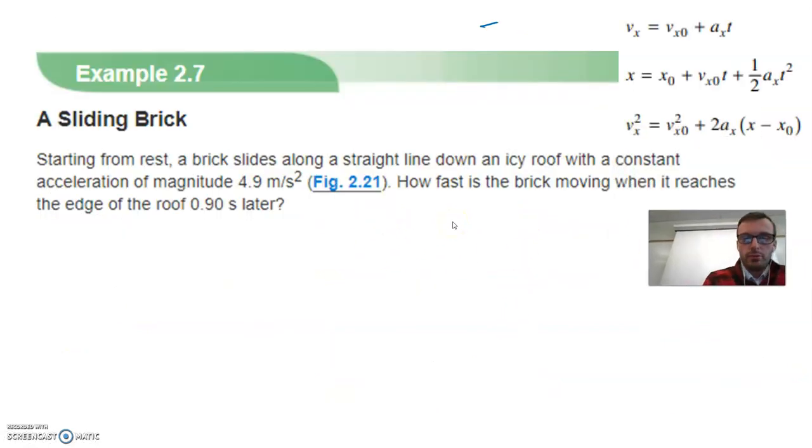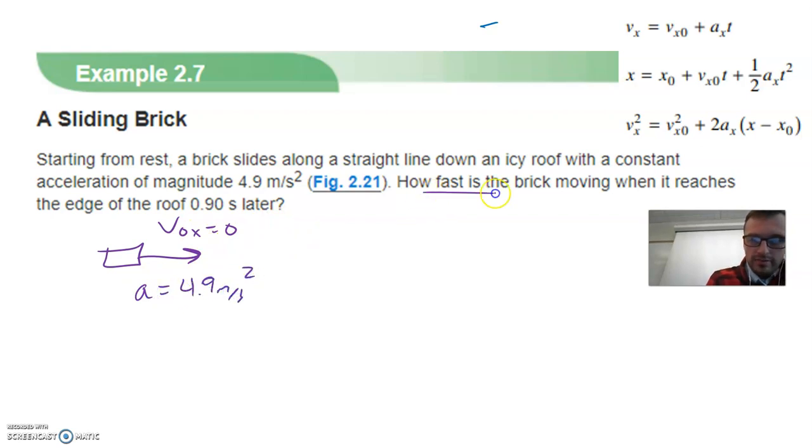Starting from rest, a brick slides down an icy roof with a constant acceleration. So the brick is sliding, and it says it starts from rest, so the v initial x is equal to 0, of course. We got our brick here, and it slides down the icy roof with a constant acceleration of 4.9 meters per second squared. How fast is it moving when it reaches the edge of the roof 0.9 seconds later? So we're going with 0.9 seconds as our time.